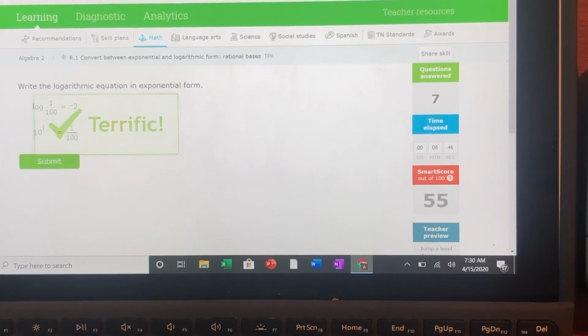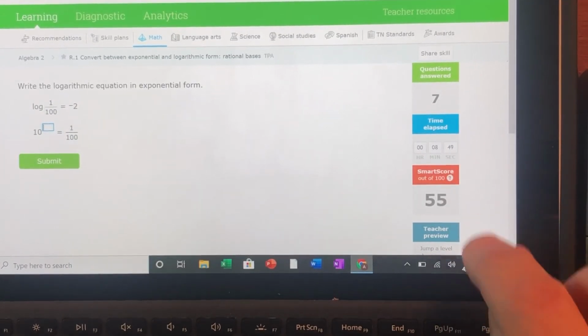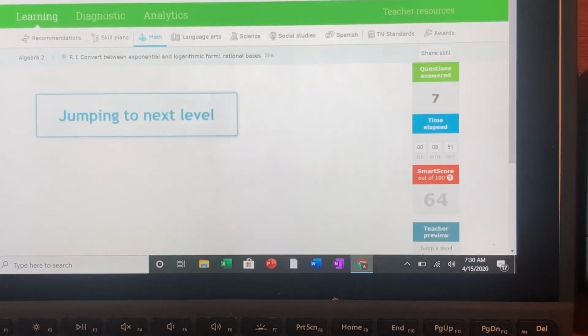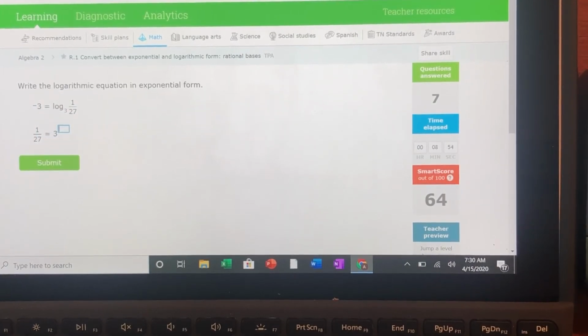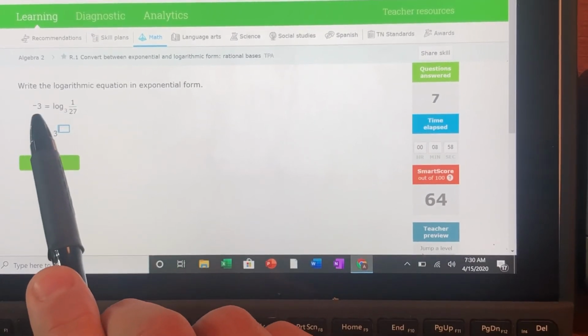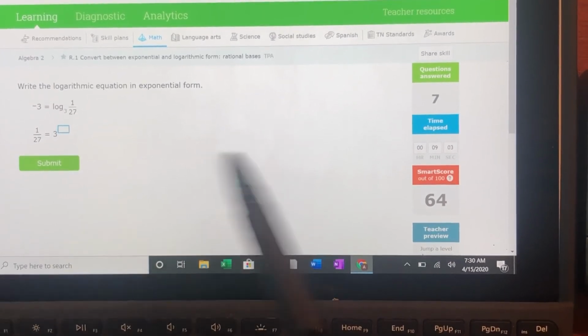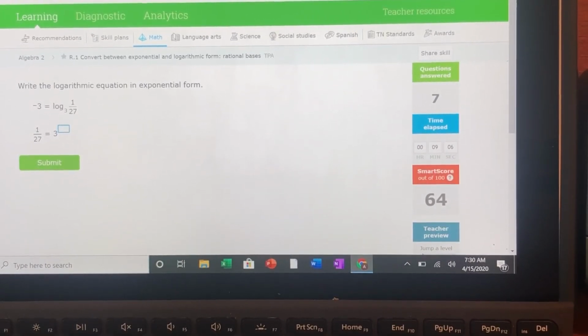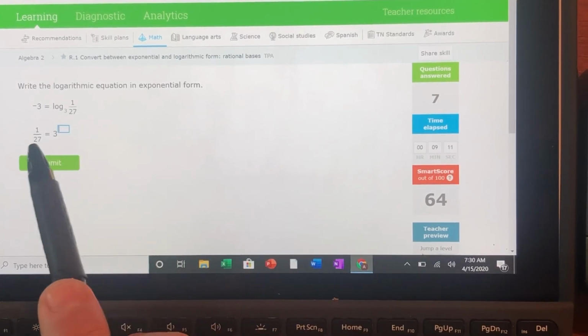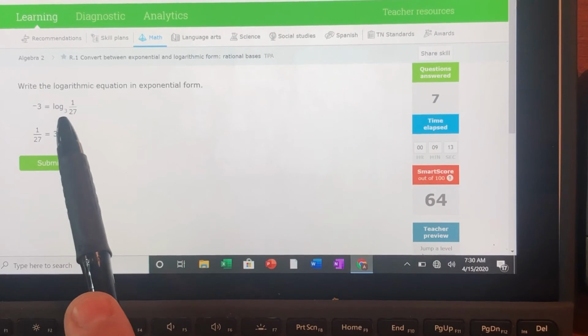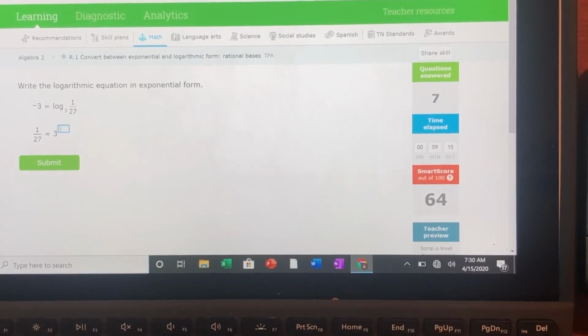I think you get the idea. You can see we're already up to a 25 here. Let's see if we can skip another level. We'll do one more and see how this works. Negative 3 equals the log base 3 of 1/27. All they did, they gave us logarithmic form, but they tried to make it more difficult just by switching it around left and right. We've got 3 to what power equals 1/27? 3 to the negative 3rd power equals 1/27. And that's it.